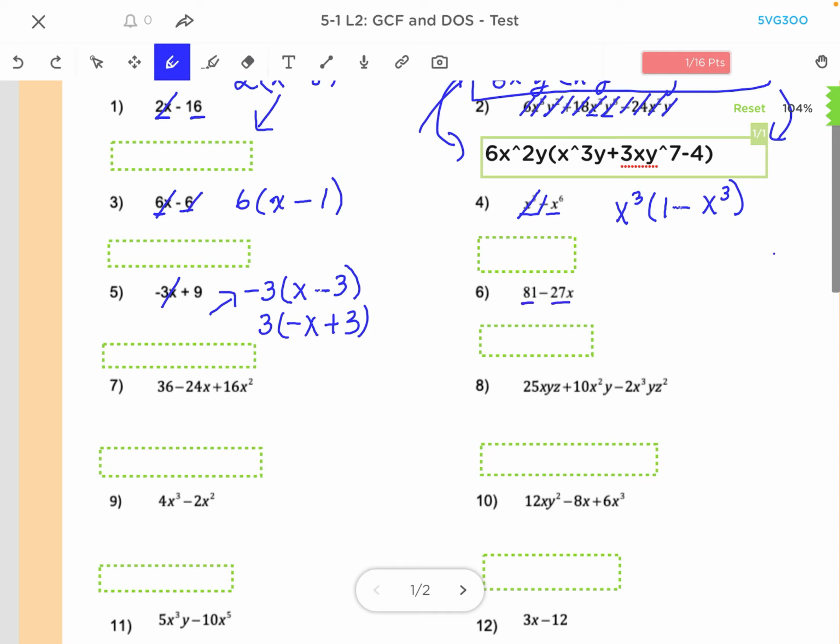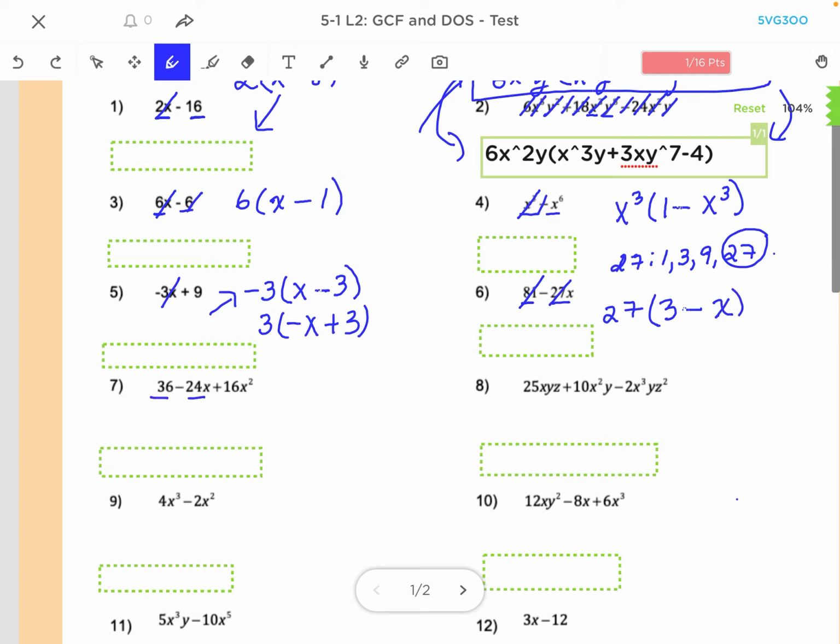Number 6, notice only the numbers are common. Greatest common factor between 81 and 27. Again, if you're not sure how to find that biggest number, do this. Start with the smaller number and list all the factors. So 1, 3, 9, 27. Take that biggest factor and check, can you also do 81 divided by 27? Yes, you can. So 27 is your greatest common factor. And if I divide that out, 81 divided by 27 is 3, minus 27 divided by 27 is just 1, but then I still have that x there.